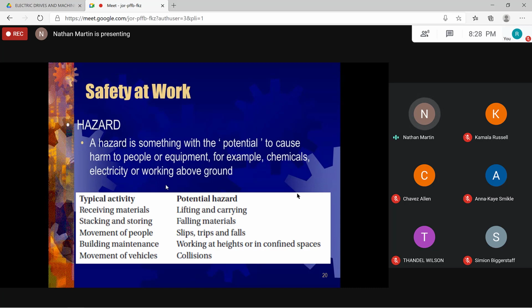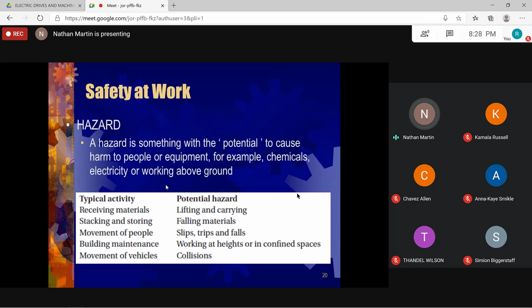Building maintenance, you might be working at height or in a confined space. Working at height runs the risk of falling, while a confined space runs the risk of suffocation. You have a lot of persons that are claustrophobic. So when working in confined spaces, always ensure that somebody is there with you. Don't work in a confined space or at height by yourself. Very important.